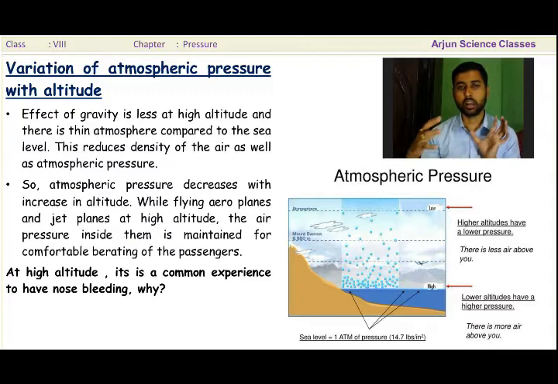Our body pressure and atmospheric pressure, these two pressures act in the opposite direction, due to which we do not feel atmospheric pressure.